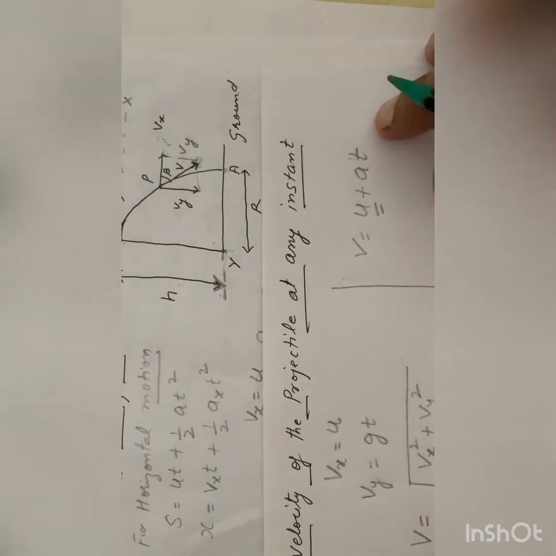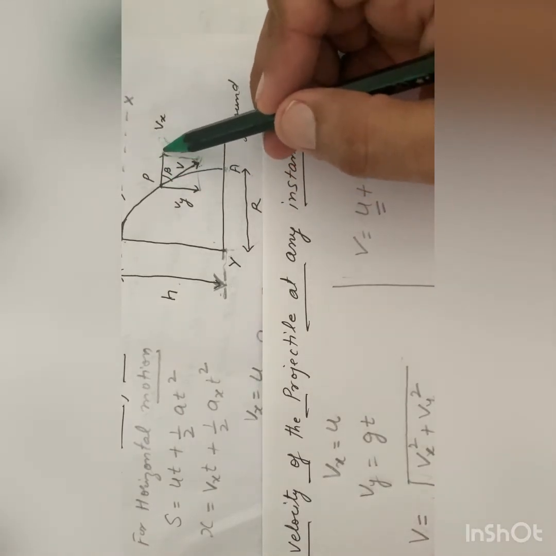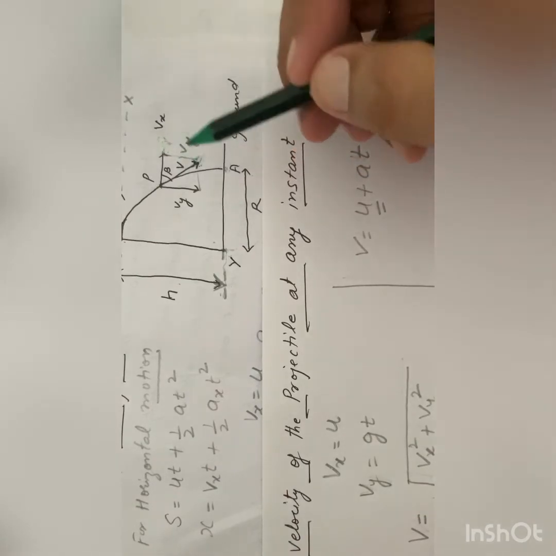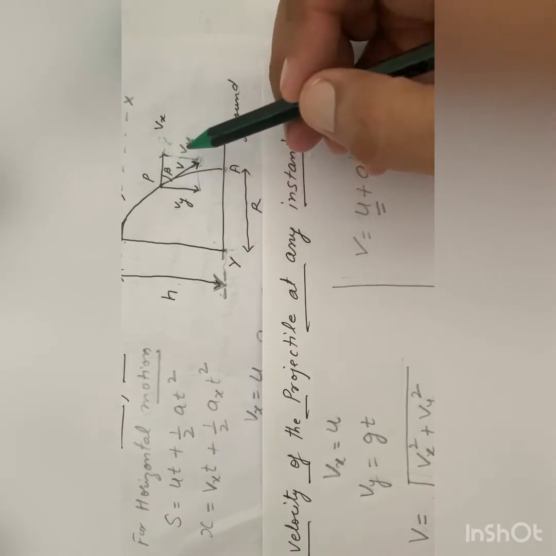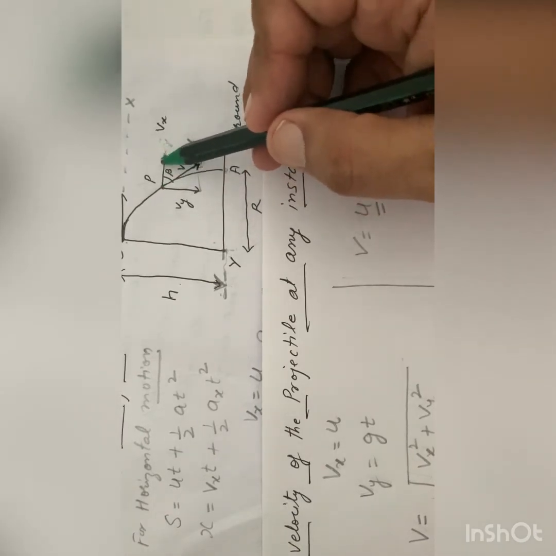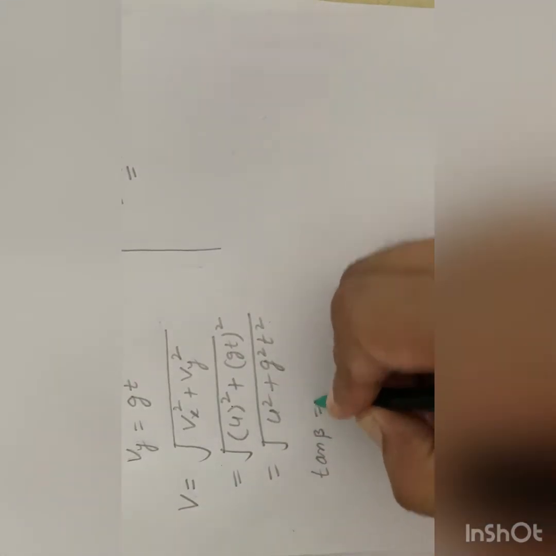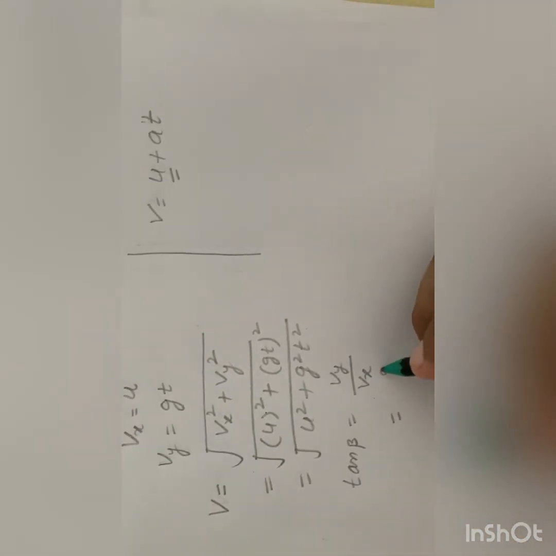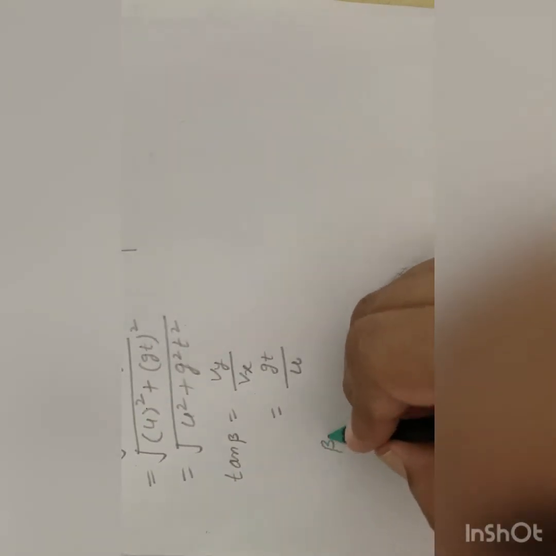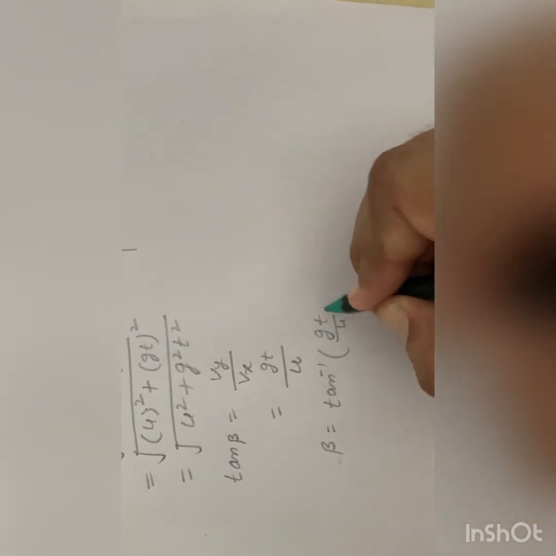Now let beta be the angle which the velocity makes with the horizontal direction. So tan beta is perpendicular over base. Perpendicular is Vy and base is Vx. So we get tan beta equal to Vy over Vx. Vy is gt and Vx is u, or beta equal to tan inverse of gt over u.